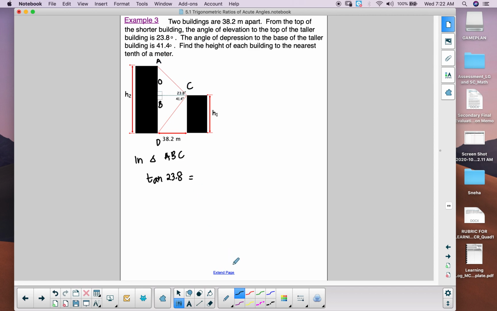Now, since we are trying to find the height of the building, I'm going to give another label for the length from A to B. I'm going to call it X. And I'm going to call the length from B to D Y, okay?